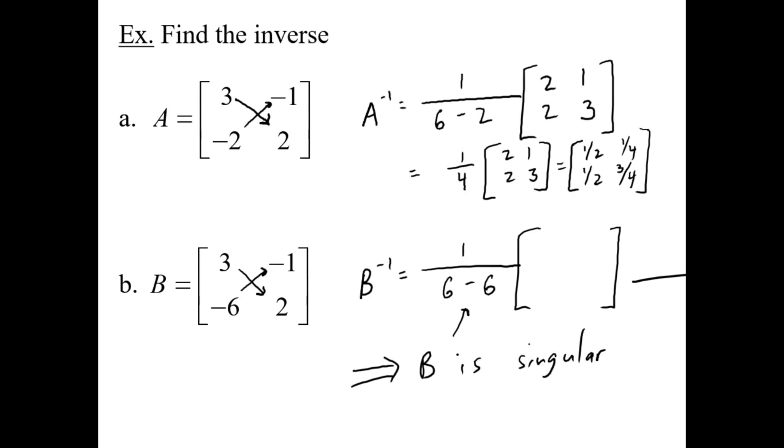By the way, if that was a possibility, the directions would say find the inverse if possible. I might add to that, if not, explain why it is not possible. But just be aware that it's possible. If you divide by 0, you know that there is no inverse, that matrix is singular. Okay, this is a neat little trick for 2x2 matrices.